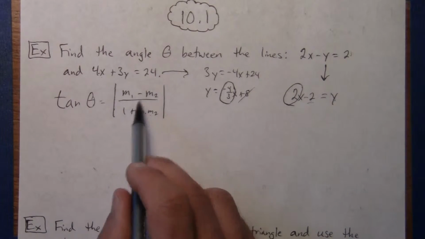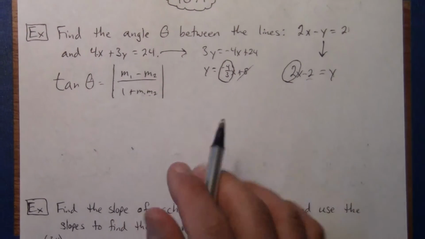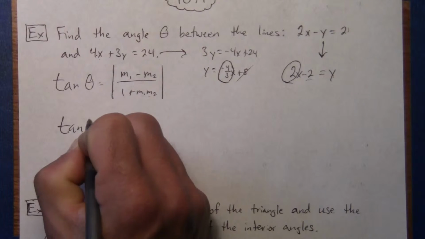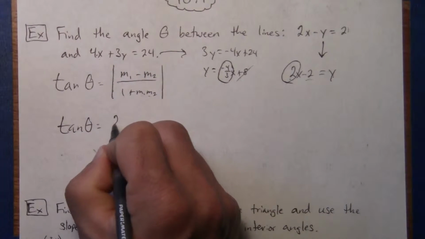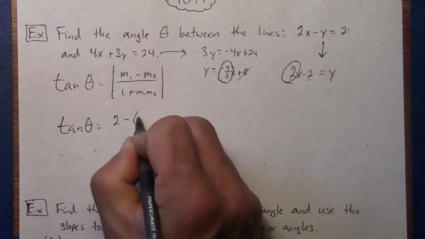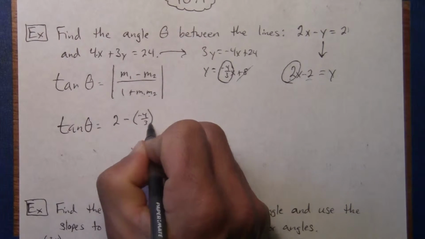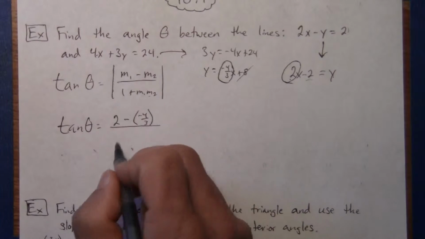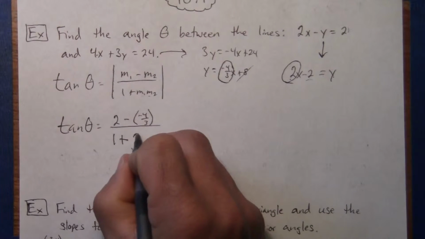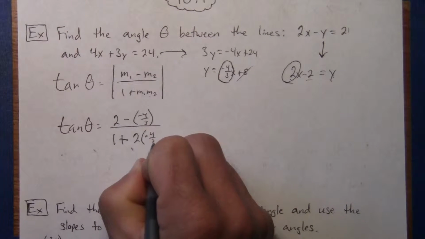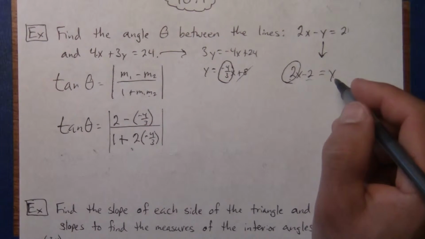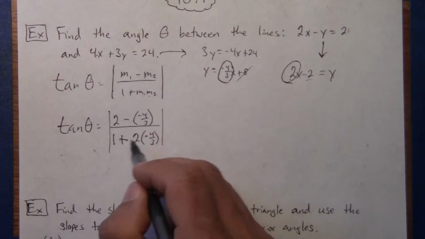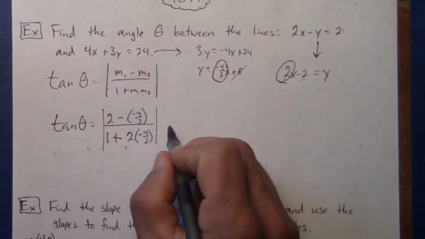So there are the 2 numbers that I need to plug in here. Like I said, it doesn't matter which one's which. So I have the tangent of theta is equal to, I'm going to say m1 is 2. So 2 minus a negative 4/3, be careful with the double negative, divided by 1 plus 2 times negative 4/3. And then I'll eventually be taking the absolute value of that. So before I can do anything with the absolute value, remember you have to simplify this down to one number if you can in the numerator and the denominator.